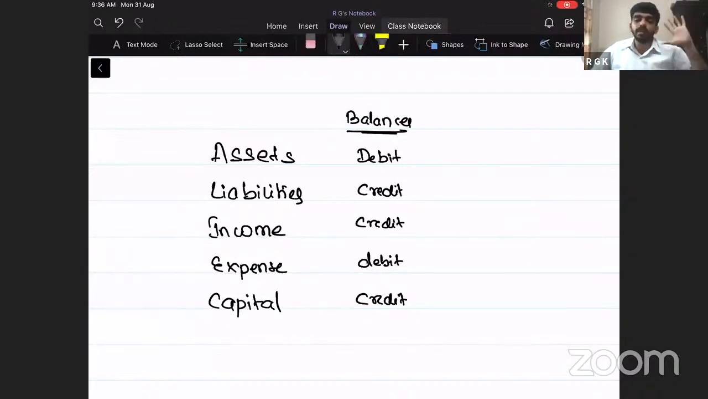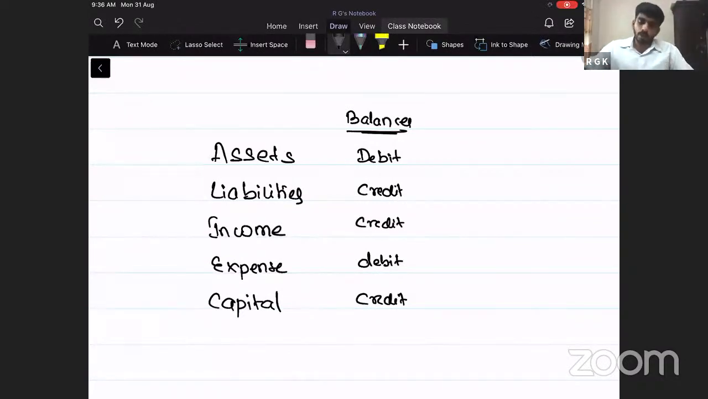You are speaking about balances in an account. In accounts, there are only 5 heads of accounts: assets, liabilities, capital, income, and expenses. About their balances, assets will always have debit balance. Expenses will always have debit balance. Liabilities, income and capital will have credit balance.